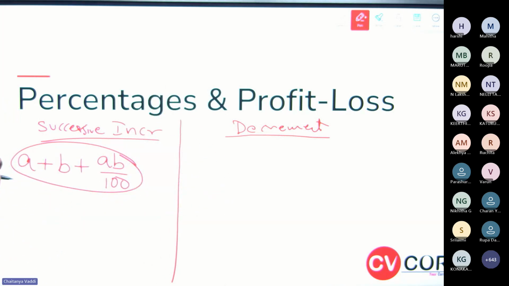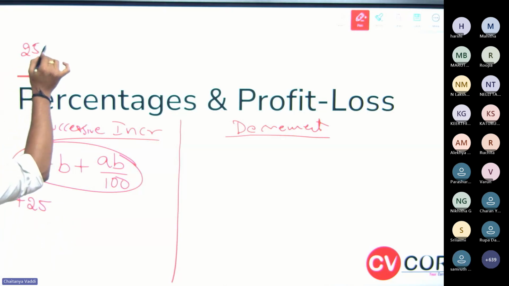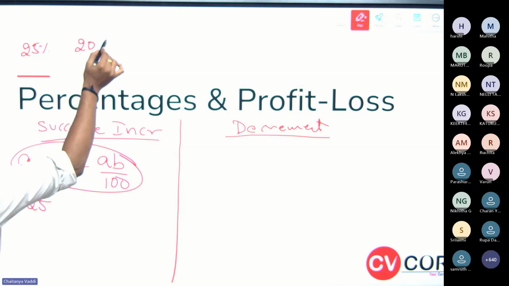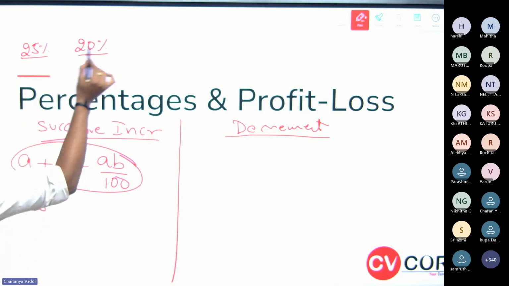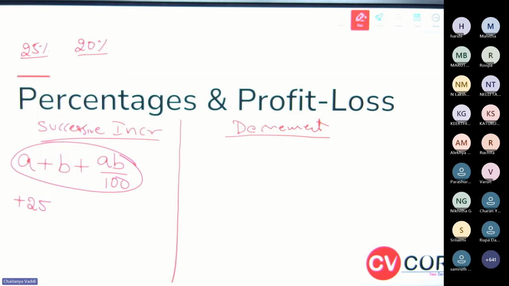So what do these values mean? Let's take an example. You are going in a car with some speed. First you increase your speed by 25%. Again you increase your speed by 20%. These are the two successive increment values. When it is an increment, take a positive value. When it is a decrement, take a negative value.